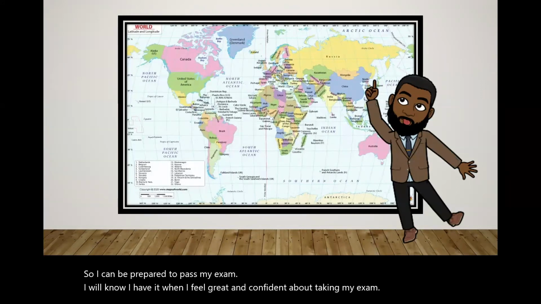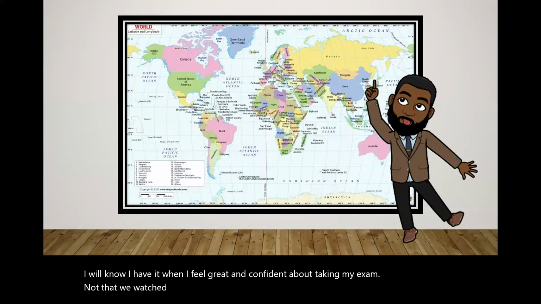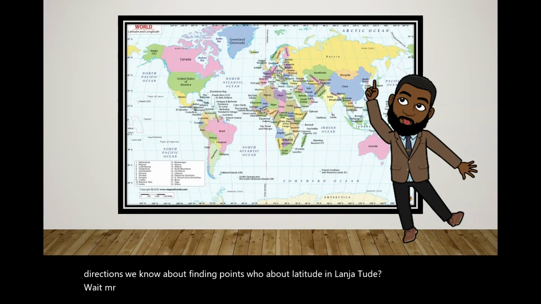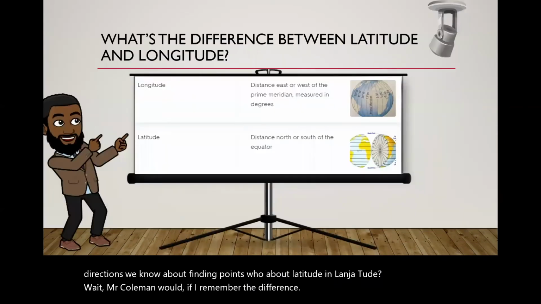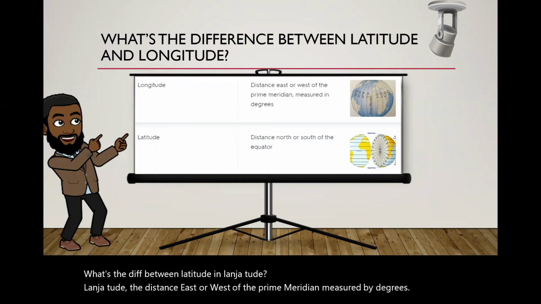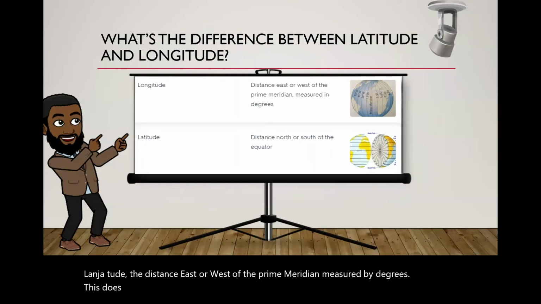Now that we've watched that video refresher, what do we know about maps? Well, we know about directions, we know about finding points, we know about latitude and longitude. Wait, Mr. Coleman, what if I don't remember the difference? Well, what's the difference between latitude and longitude? Longitude, the distance east or west of a prime meridian measured by degrees. Latitude, distance north or south of the equator.